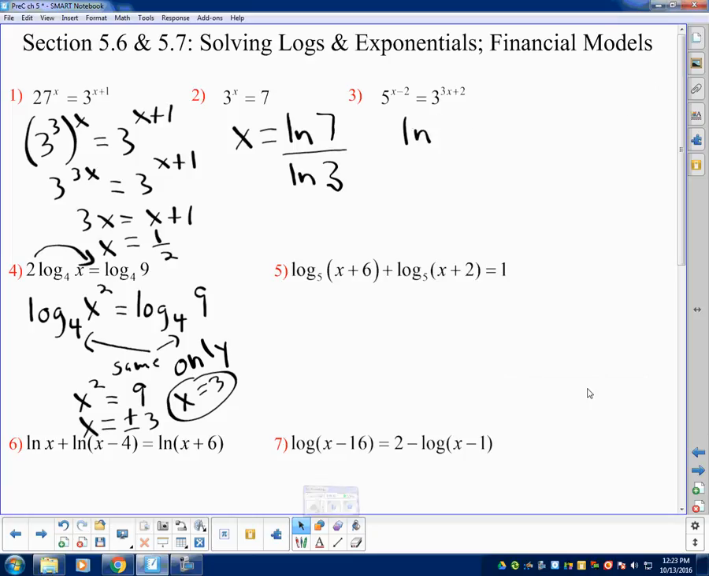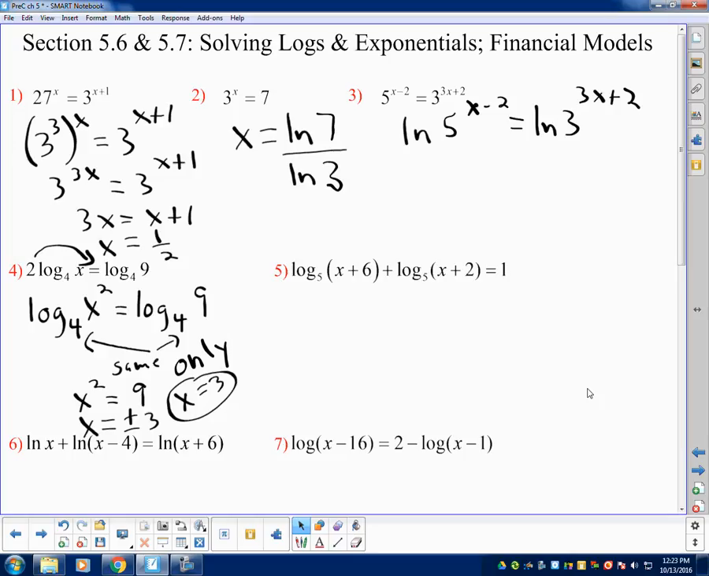Maybe keep trying. Okay, so we have ln of 5 to the x minus 2 power equals ln of 3 to the 3x plus 2 power. There's no way I'm going to have enough room on here anyways, so probably turn around. But are we okay with the first step there? Take ln of each side.